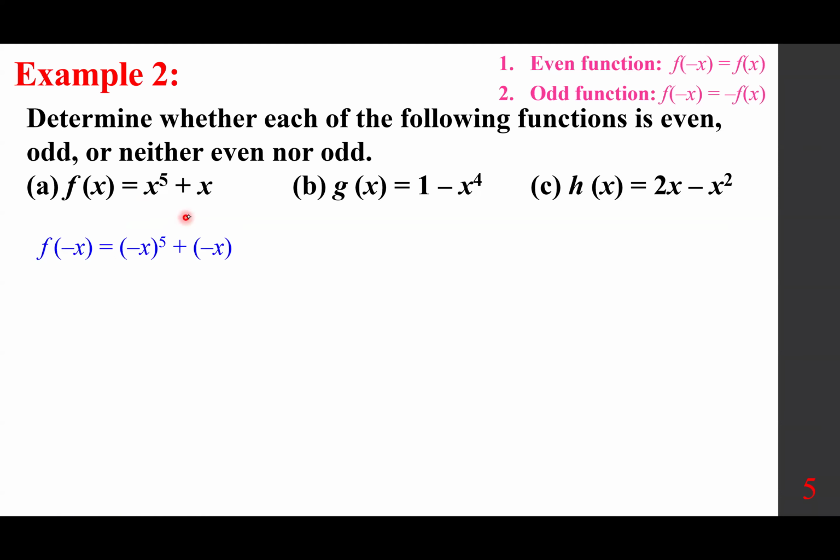This is minus x to the power of 5 minus x, and you can factor the x out. And when you compare these two, this is negative of f of x, and therefore f is an odd function.